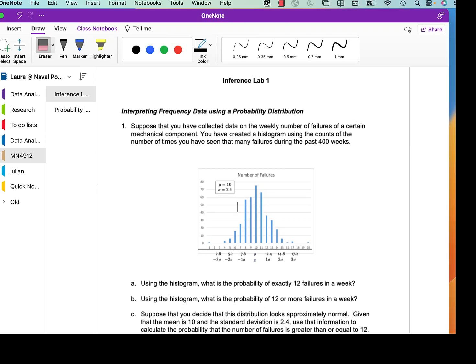Hi everyone, let's work through the inference lab today. The idea of this lab is to start to get you thinking of using normal distributions to help us model and understand a variety of kinds of decisions we make with data.